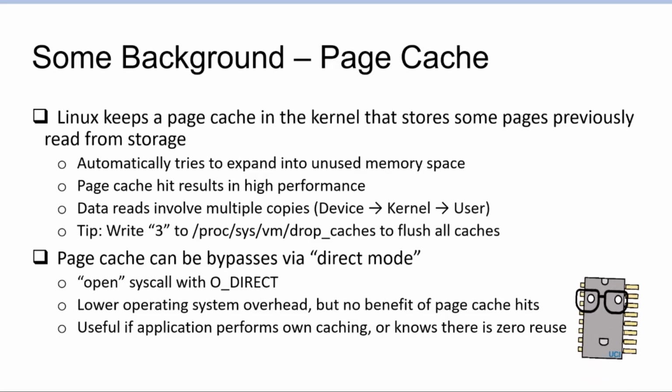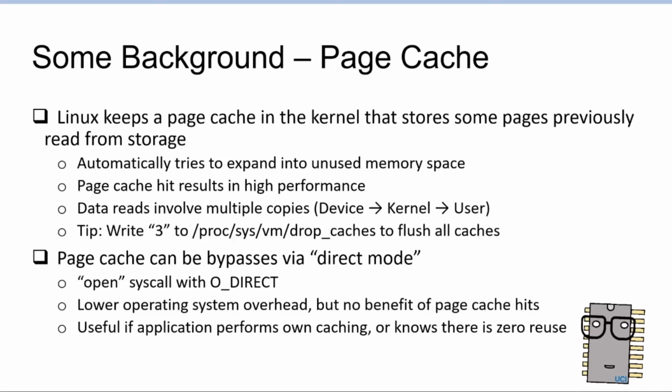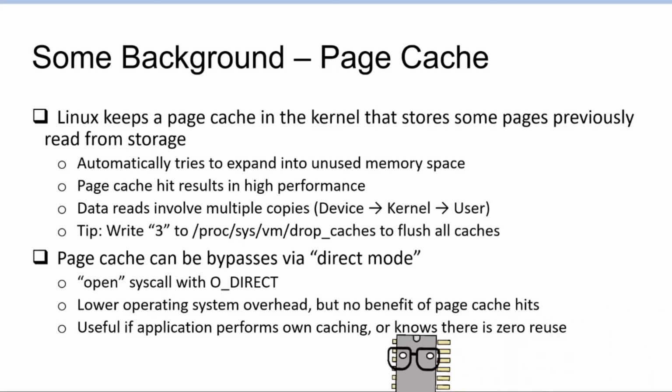But if you use O_DIRECT, then page caches aren't managed for this particular file, and you wouldn't get that benefit. So there's some decisions you might need to make. This is very useful if the application performs its own caching, or if it knows that there is zero reuse. For example, if you are writing a database, then O_DIRECT would probably be absolutely necessary because the database knows best on what to cache and not.